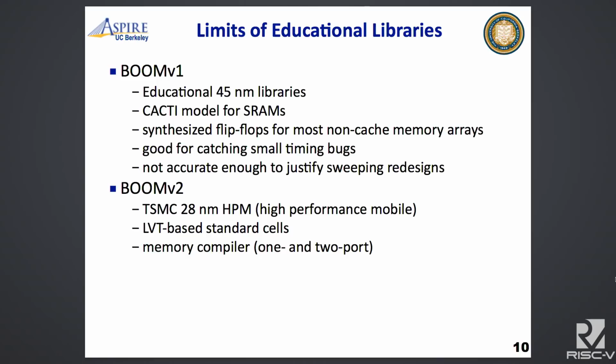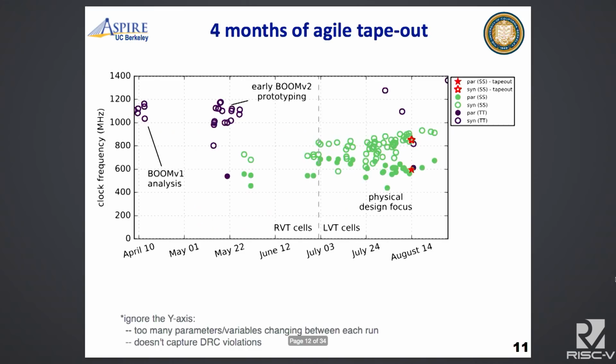But in order to do a tape out, we finally got our hands on a commercial tool flow and a memory compiler, and then we could actually really trust that the changes we were making were the changes that we needed to be making. So today I'm going to talk about what those changes were and how quickly we were able to make them.